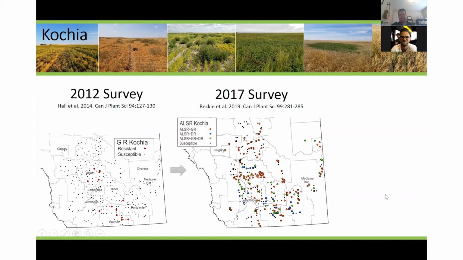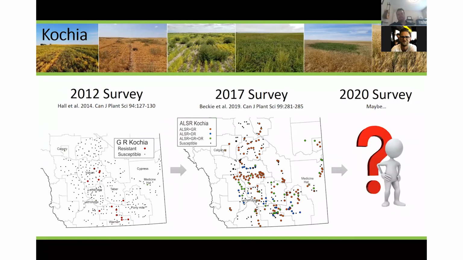And in addition to glyphosate resistance, Hugh Beckie, who is leading the survey, also found dicamba resistance or synthetic auxin resistance for the first time in kochia in Alberta, shown by the blue dots. So dicamba resistance at the time showed about 18% of the populations were dicamba resistant, and 10% of the populations are actually triple resistant, so to group 2s or ALS inhibitors, glyphosate, and dicamba. So we have triple resistant kochia in about 10% of those populations.